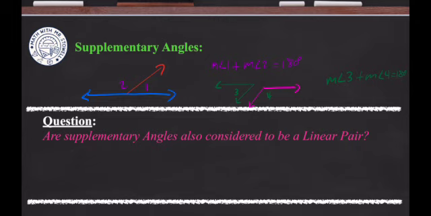Here's a quick question. Are supplementary angles also considered to be linear pairs? Sometimes. It depends. If the supplementary angles are adjacent to each other, meaning they share a vertex and a side, then they are linear pairs. Linear pairs are always adjacent. So linear pairs are always supplementary angles, but supplementary angles are not always linear pairs. Make sure you know which direction we're going.